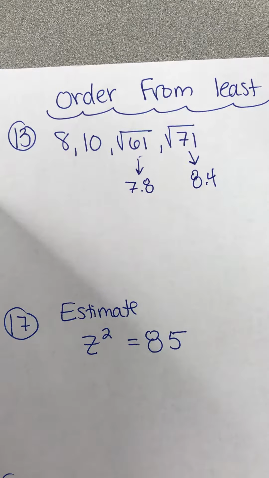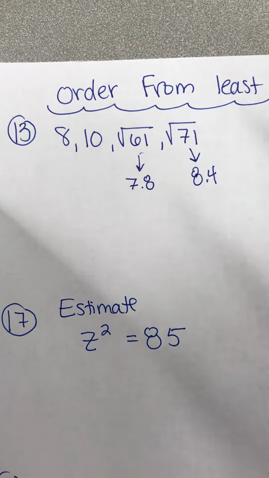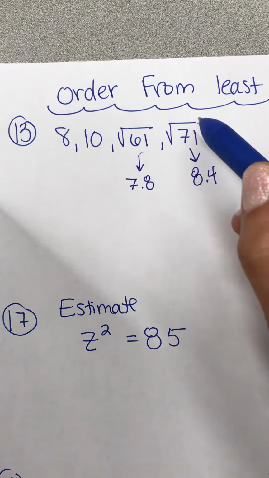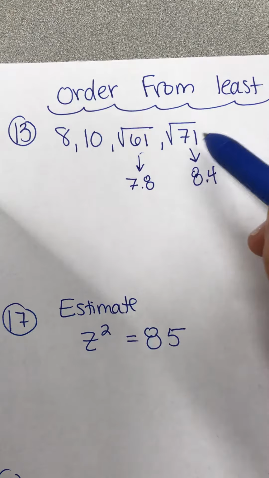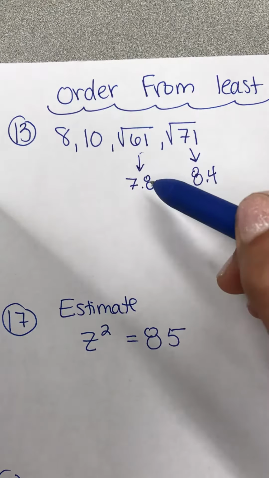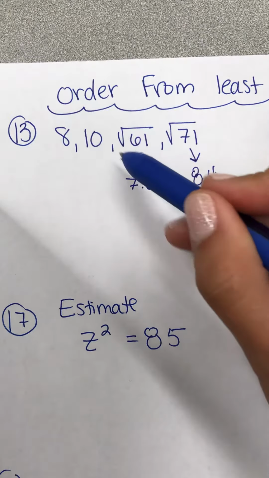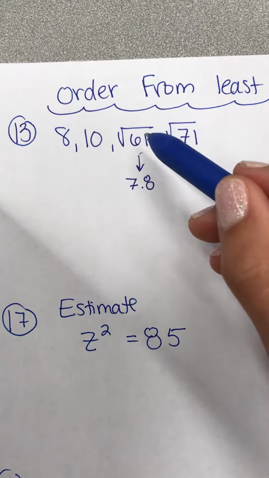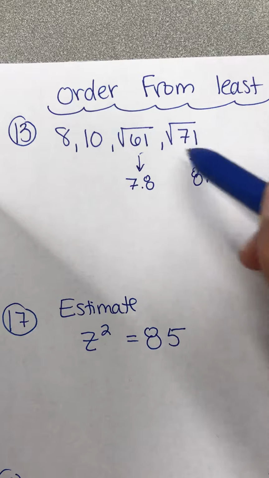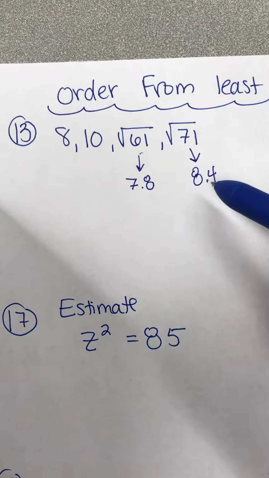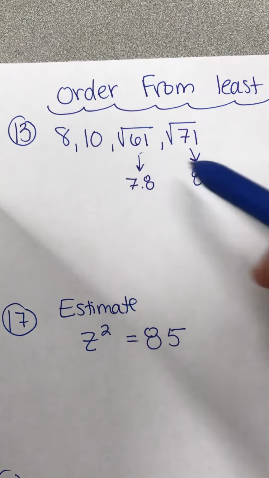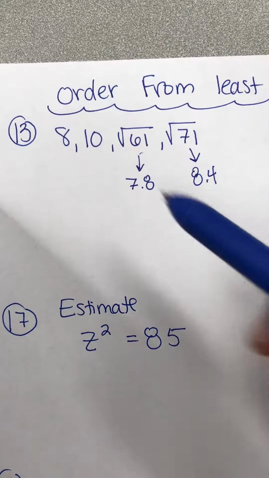When ordering numbers from least to greatest, the best suggestion that I would give would be to simplify all numbers that aren't already decimals or written as integers as a decimal itself. So as you noticed, I converted the square root of 61 into 7.8, and I converted the square root of 71 into the decimal 8.4. Now it's very easy to write these in order from least to greatest.